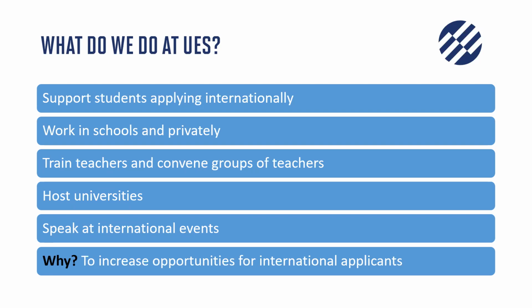On the school side, we also train teachers. So we train teachers on American applications and how to help their students in school and what to advise them outside of school. We also convene groups of teachers. So we work with regional fora to get teachers together to discuss international applications, and really our aim is to try and increase awareness and understanding amongst schools. We also host universities, so we take groups of universities around schools, particularly in the London area, and we will host them when they come over and take them into schools, or host them at our offices in Marylebone.